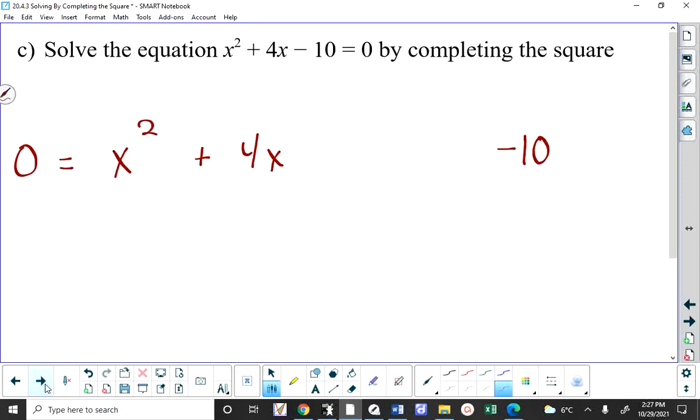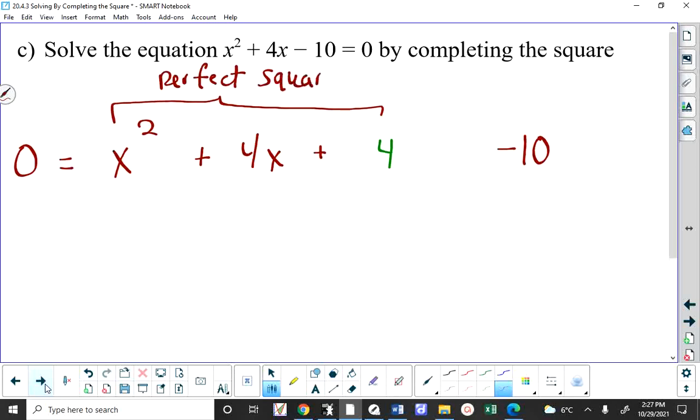And because the coefficient of the x squared is 1, I'm ready to add my number to complete the square. I don't have to factor anything out. And what I do is I look at b, which is 4. I take 4 and divide it by 2 to get 2, and then I square it to get 4. So what this is now, let me put a different color there, a perfect square trinomial.